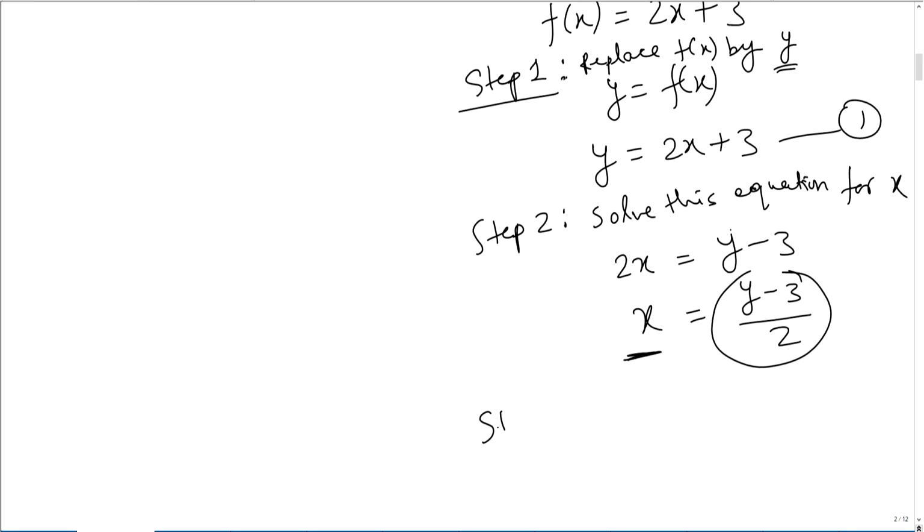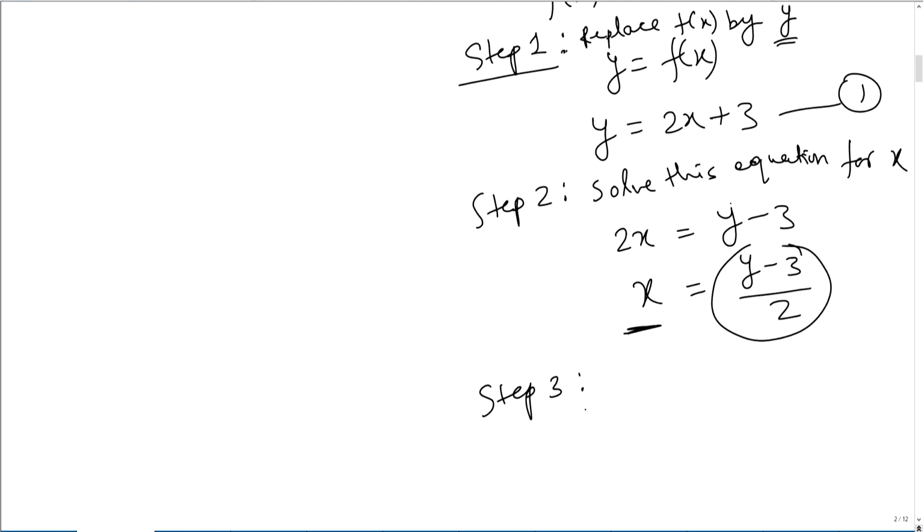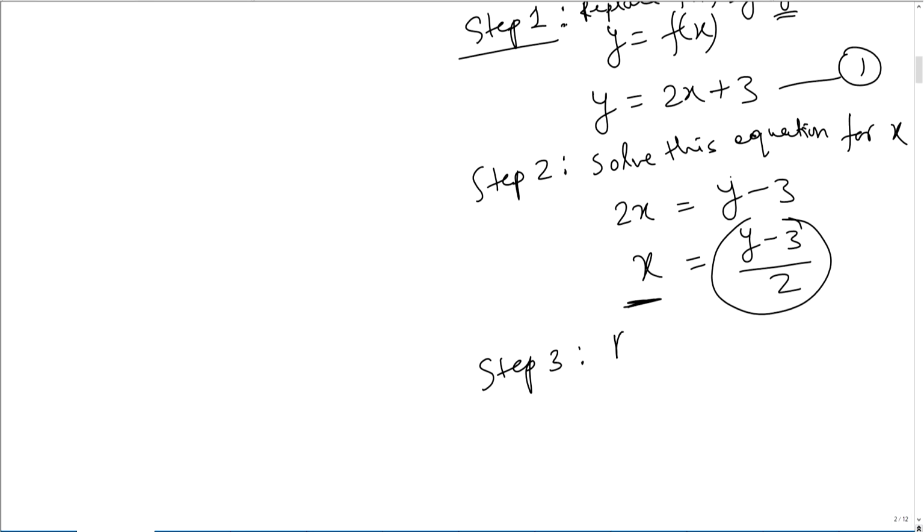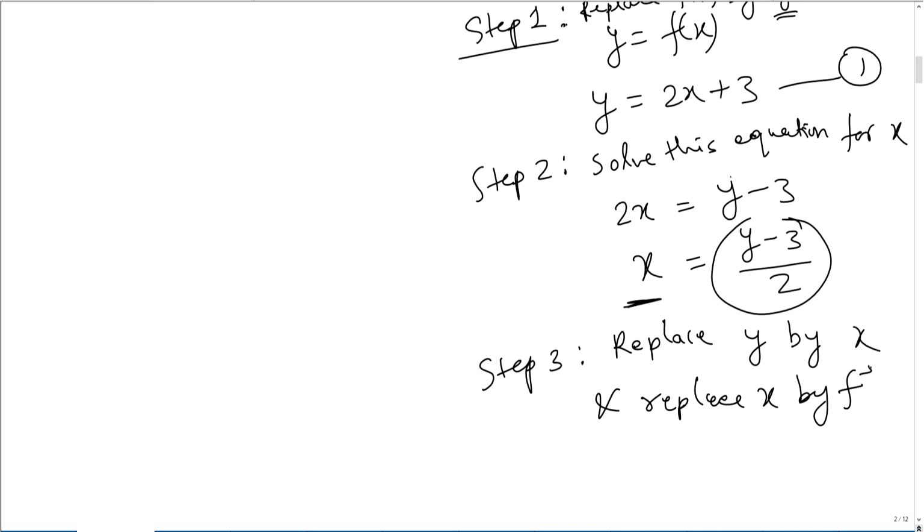But we need to write it in a different form. So we just need to change the form of this. How do we do that? Now, replace y by x. So replace the variable that was the outcome variable before by x, and replace x by f inverse of x.